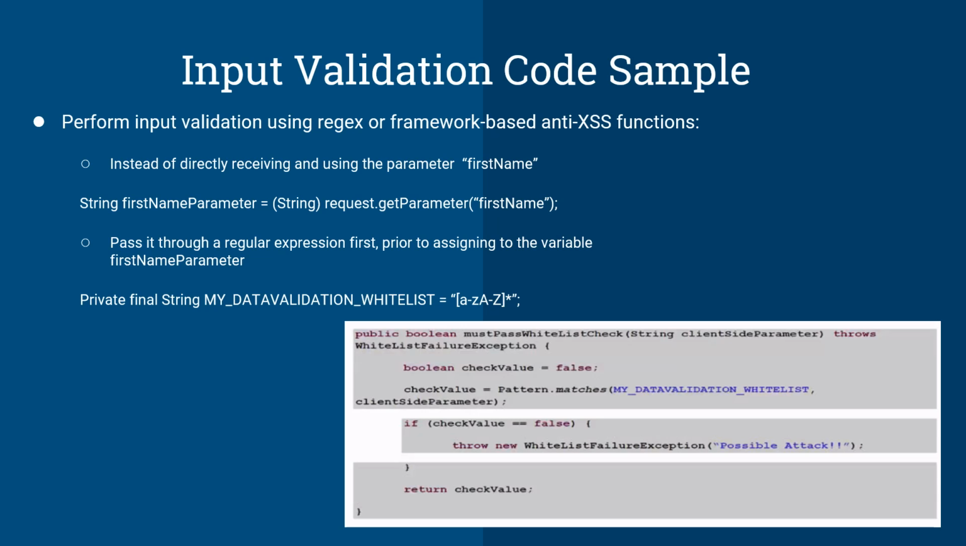We can call the getParameter method, and then take whatever value might be stored in that variable and assign it to the local variable. In this case, it's called first name parameter. Now, instead of immediately using first name parameter, we would pass that value to some sort of input validation, and in this case the whitelist is made from a regular expression.